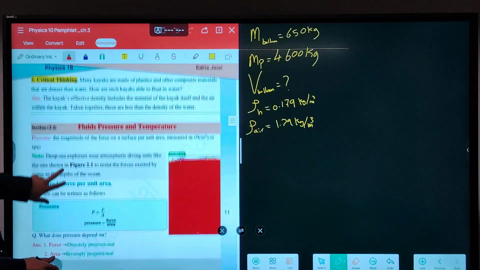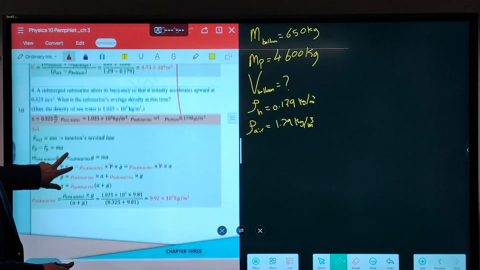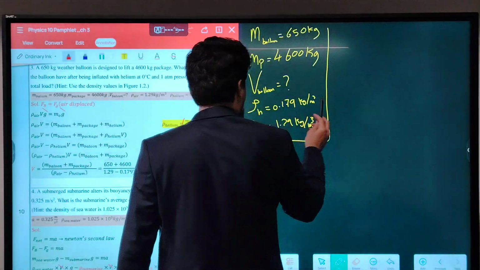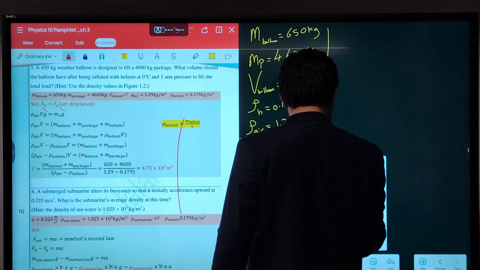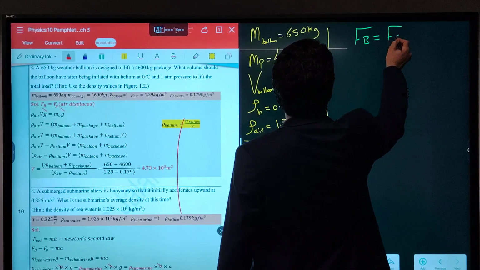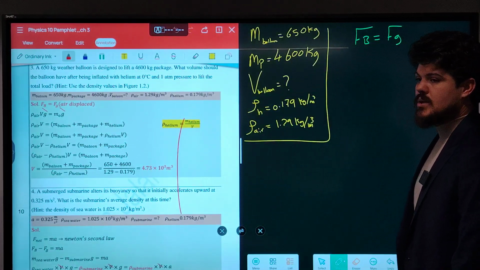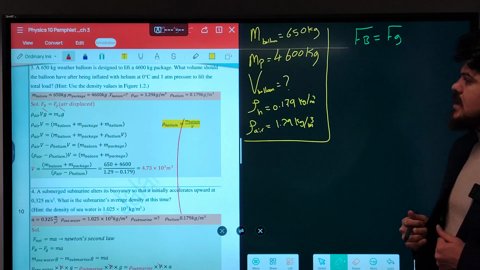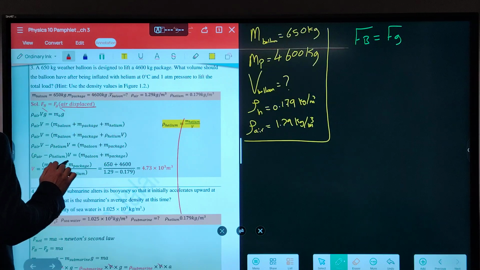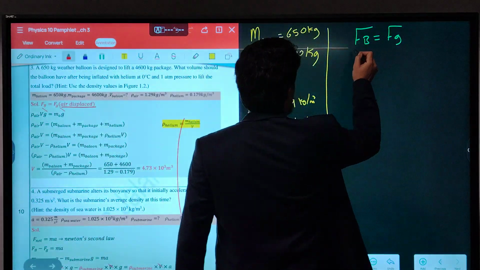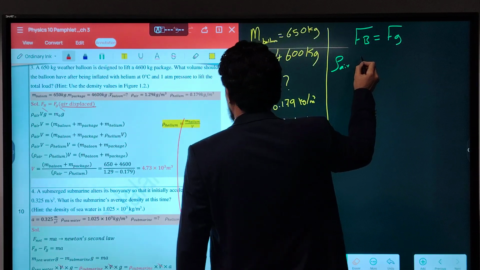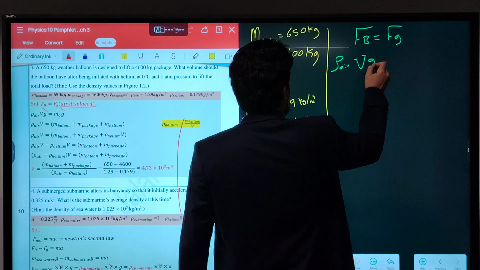Because the balloon is floating in the air, that's why we have to use this relation. F_B, the buoyant force, is equal to the gravitational force. Or according to the Archimedes principle, the buoyant force is equal to the gravitational force of the air displaced. If the buoyant force is not given, instead of buoyant force, we have to use the density of air, rho, the volume of air, and gravity.